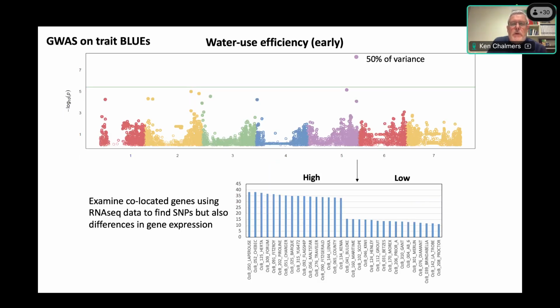We've also looked at water use efficiency. And we found a single locus on chromosome 5 that accounts for 50% of the genetic variance. So we've looked at both the RNA-seq SNPs and the SNP chips, but we also looked at variances in gene expression to generate associations.